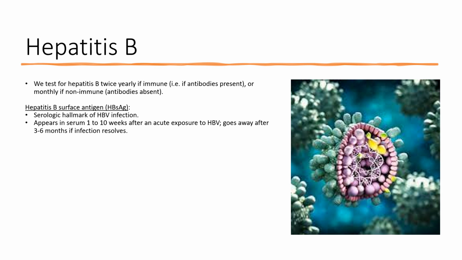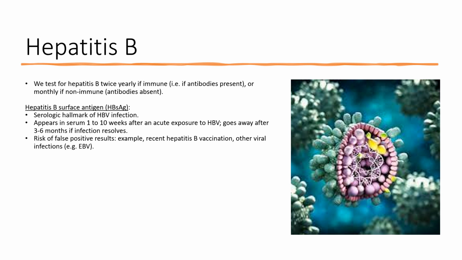Basically, it can be detected using an enzyme immunoassay, and it appears 1 to 10 weeks after initial acute exposure to hepatitis B. If the person is able to clear the infection, then the hepatitis B surface antigen typically resolves. It goes away after 3 to 6 months. On the other hand, if the infection persists, then so does the presence of the hepatitis B surface antigen.